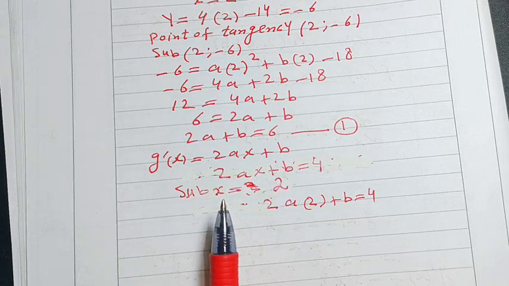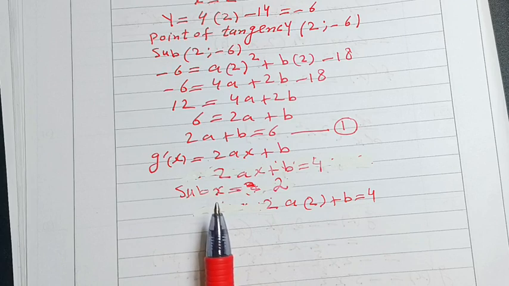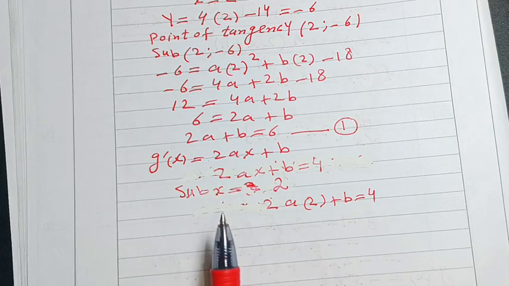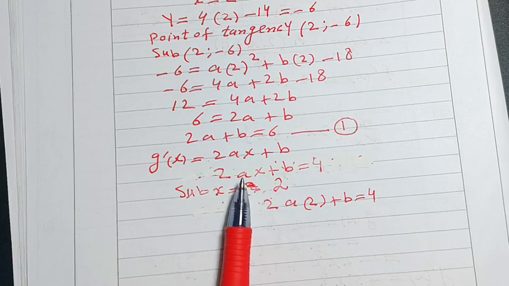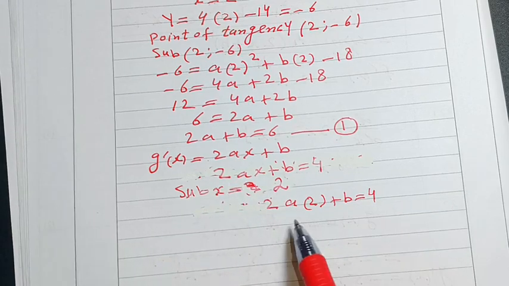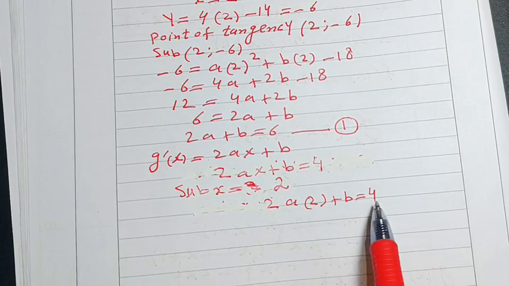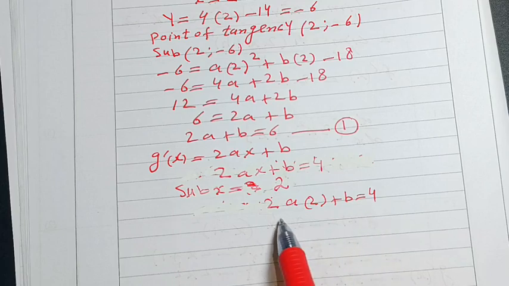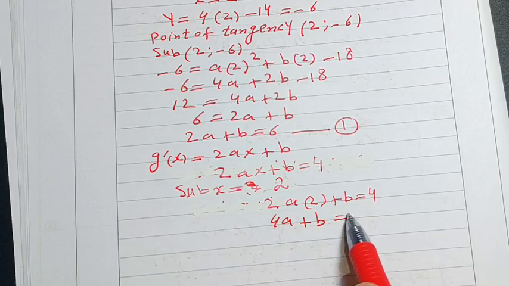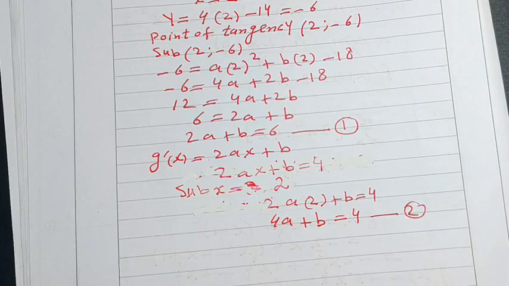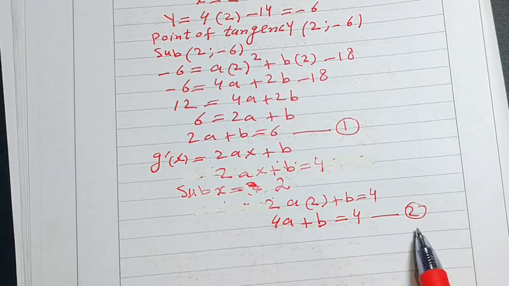So we're gonna equate with 4. Why? Because at the point of tangency, the slope of g of x must be equal to the slope of the tangent line, which is 4. Now at the point of tangency we also have x equal to 2, so we substitute x equal to 2 into the first derivative: 2a times 2 plus b is equal to 4. Now I simplify, it becomes 4a plus b is equal to 4. This becomes number 2. Now I got number 1 and I got number 2.